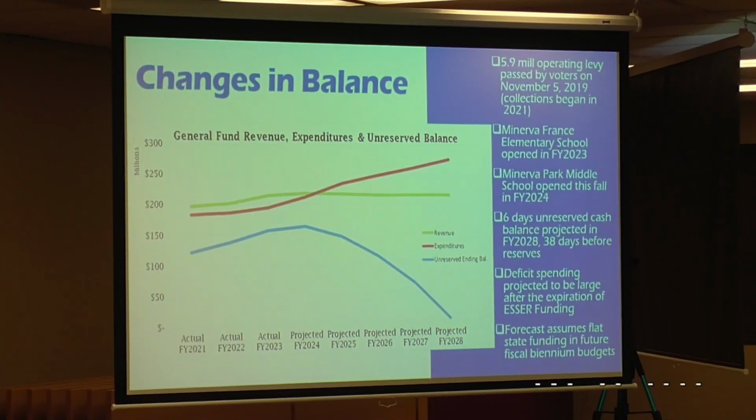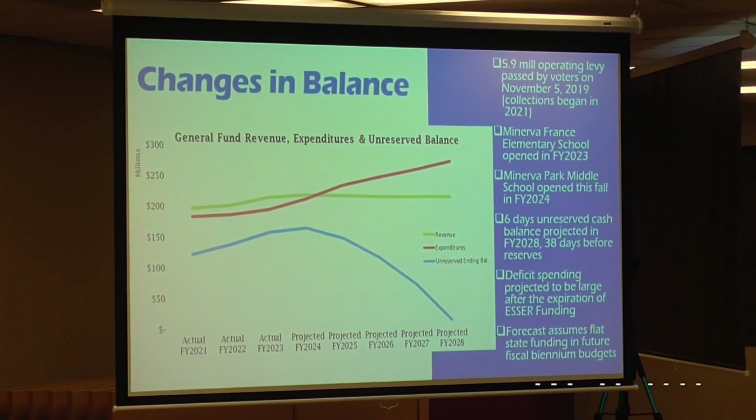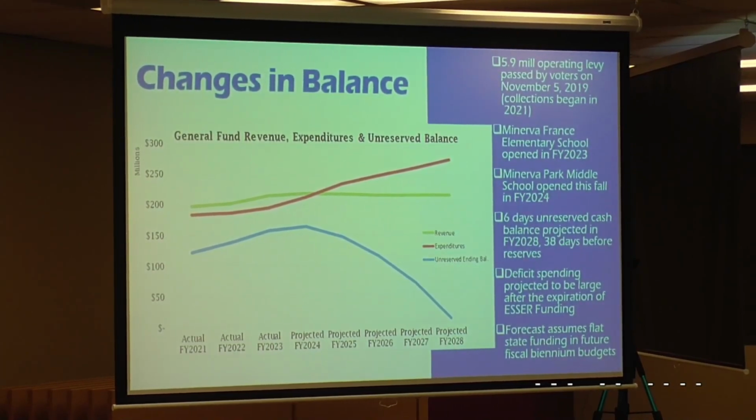So this graph shows revenues, expenses, and changes in the unreserved fund balance over the forecast period, including the last 3 fiscal years. Notable changes, we had the operating levy, the 5.9 mil operating levy that was approved in 2019, began collections in calendar year 21. We opened the new Minerva France Elementary School last year, opening Minerva Park this middle school this year. The projections show 6 days unreserved cash balance projected for fiscal year 28, and it would be 38 days if we didn't have any reserves.